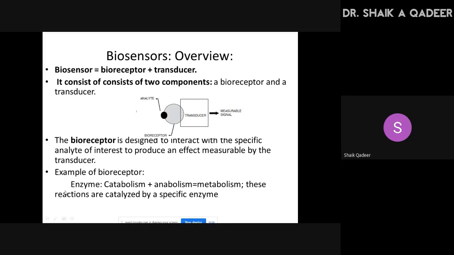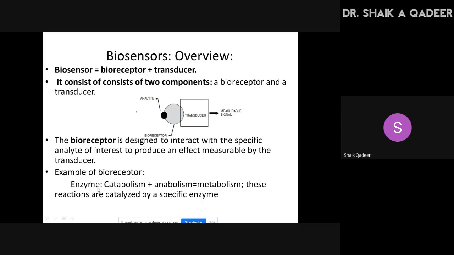An example of a bioreceptor is taken from the human body. An enzyme is an example of a bioreceptor. Enzymes act in catabolism plus anabolism, which are collectively called metabolism. These reactions are catalyzed by specific enzymes. In catabolism, there is some catalyst available with the help of which we can perform catabolism. Similarly, in anabolism, we use some enzyme with the help of which we can perform anabolism. I am not going into this; it is just to show you what a bioreceptor is.